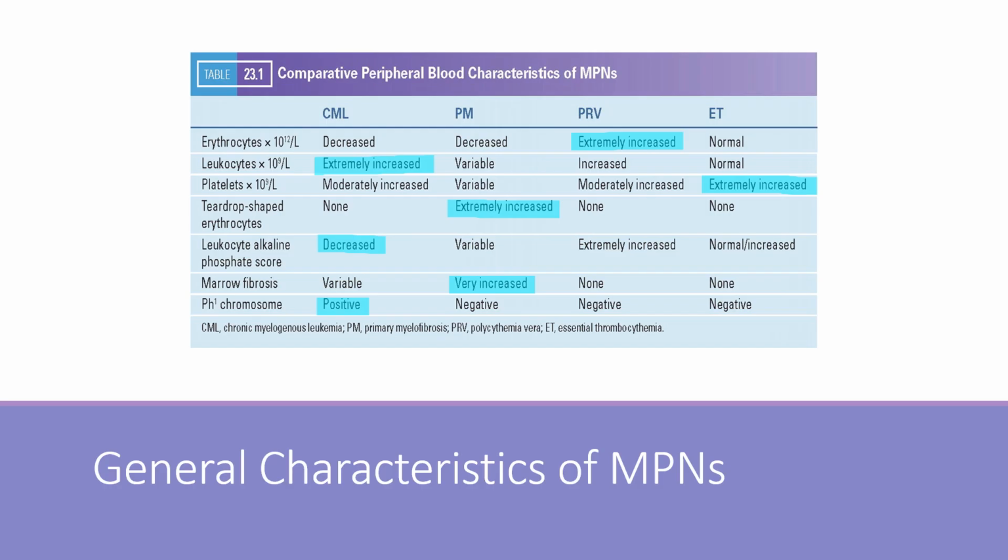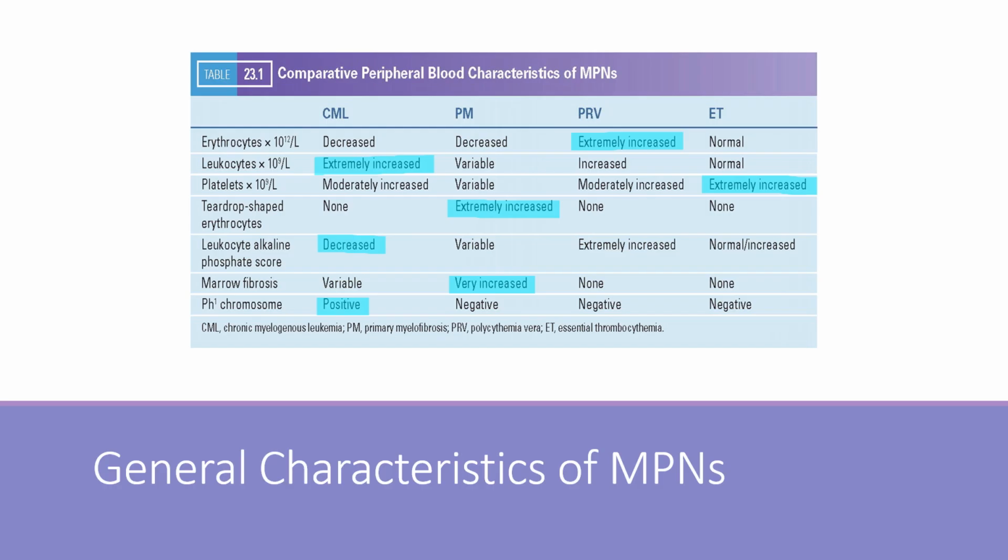Teardrop-shaped erythrocytes, that's really not going to be present in CML. We're going to talk a little bit more about a leukocyte alkaline phosphatase score, which we also call a LAP score. That will be decreased in CML. We'll talk more about the LAP score later, but it is one of the determining factors as to whether we are looking at a CML or something called a leukemoid reaction, but more on that later.